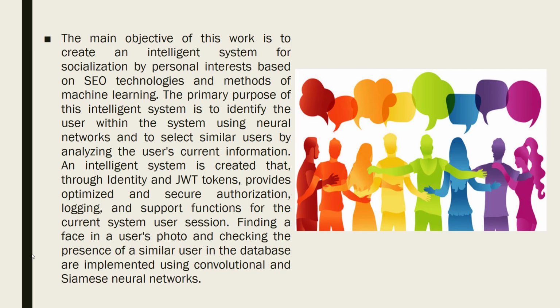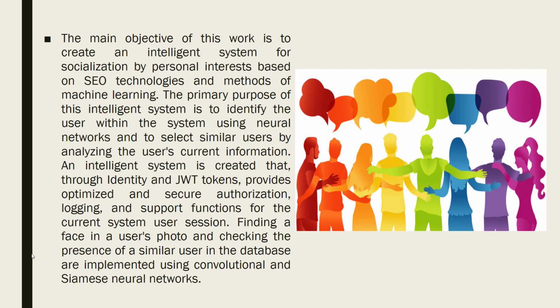The primary purpose of this intelligent system is to identify the user within the system using neural networks and to select similar users by analyzing the user's current information. An intelligent system is created that, through identity and JWT tokens, provides optimized and secure authorization, logging, and support functions for the current system user session.